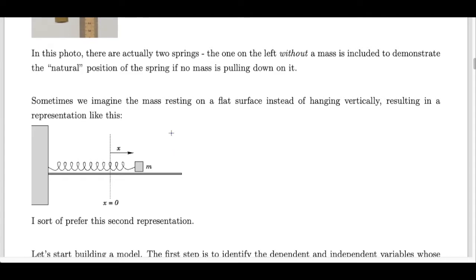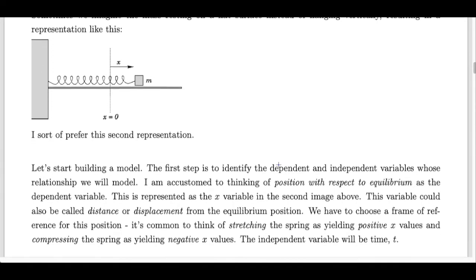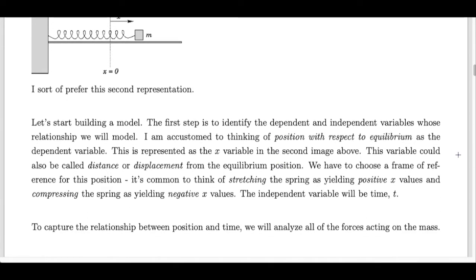So how do we build a mathematicalization of the motion of this mass? Our starting point is going to be pretty preliminary. We want to start by identifying independent and dependent variables. We believe the position of the mass, more precisely the position of the mass with respect to an equilibrium or rest position, changes over time. So our dependent variable is position.